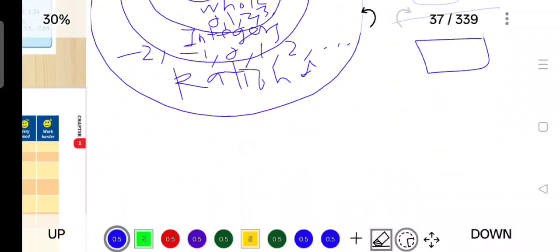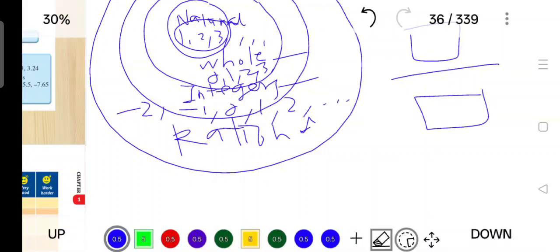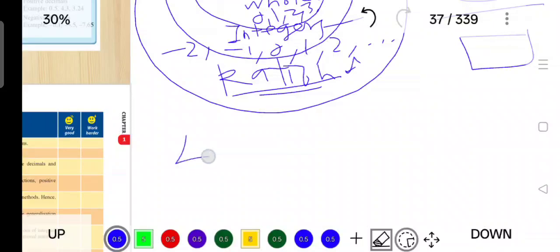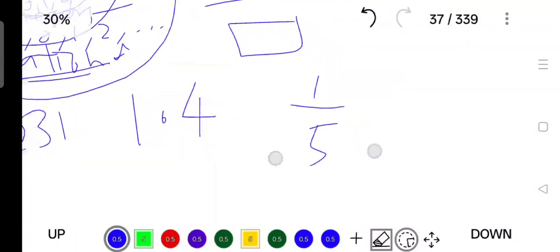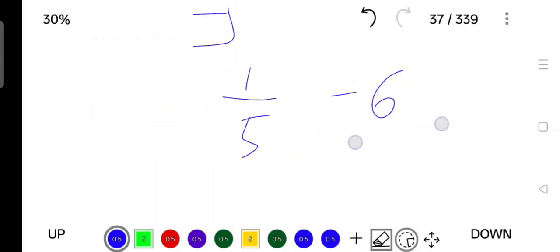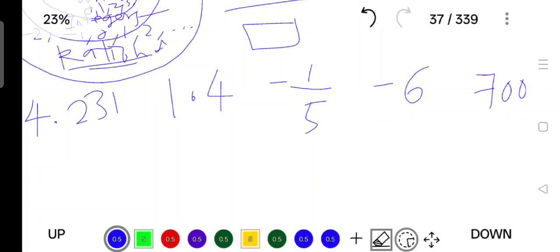Normally all the integers, all the whole numbers, all the decimals, any fractions could fall in this category. For example, I give you some examples: 4.231, 1.4, 1 over 5, negative 6, maybe negative 1 over 5, and 700. Numbers like this, how do we convert them? At a glance, they don't look like rational numbers, they don't look like fractions, right? To fit into this category of rational numbers, it must have one up, one down.